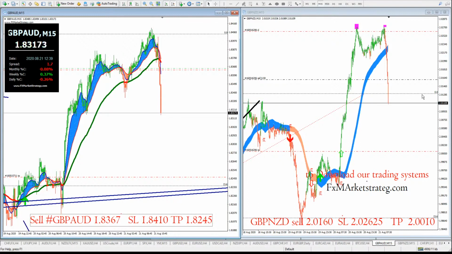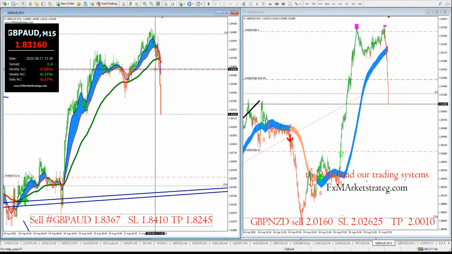So congratulations. Pound Australian so far is running 50 pips. So congratulations, guys. 50 pips quickly. That's really nice.